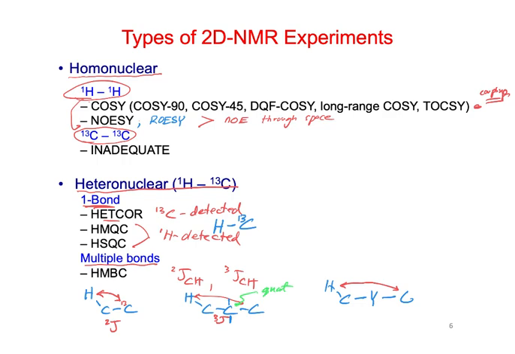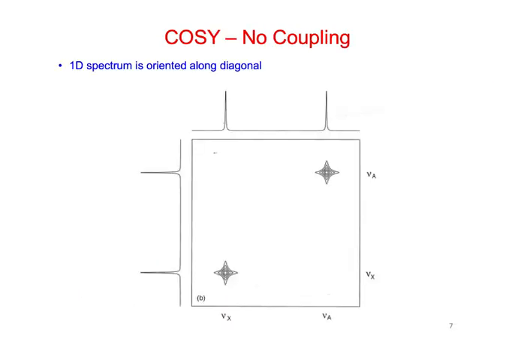Okay, all right, so let's look at the homonuclear experiment. The first one we'll look at is COSY. This stands for correlation spectroscopy. Correlation is kind of a term for coupling.